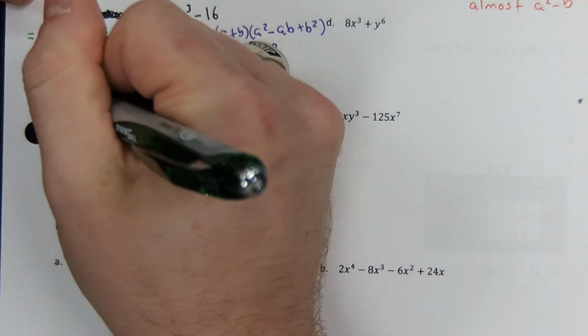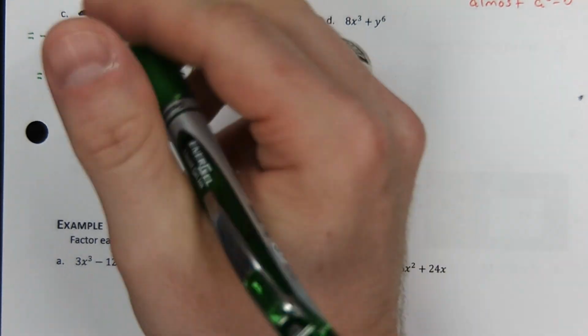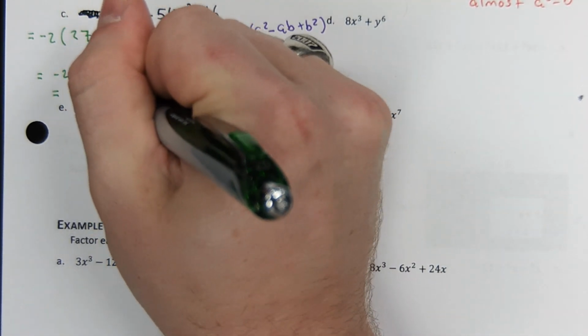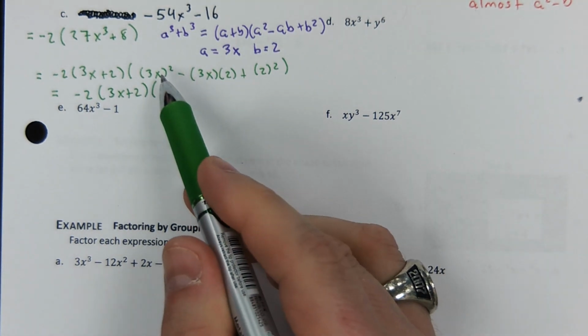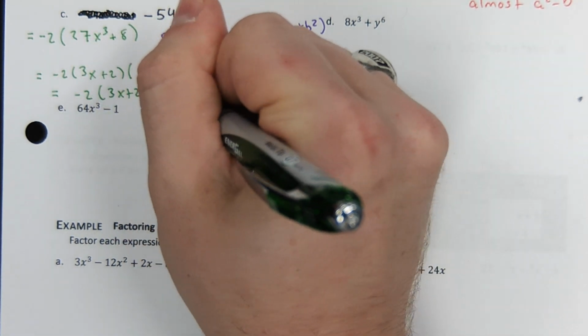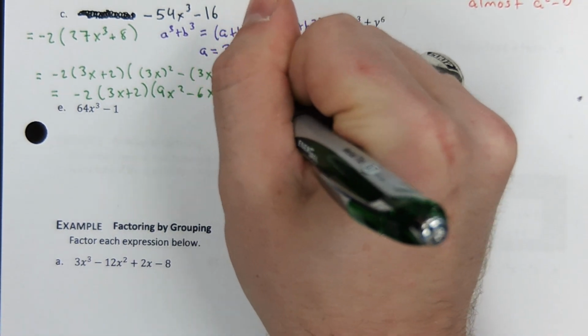So at the very end, again, I do apologize for the lack of vertical space here. Negative 2, 3x plus 2, 3x times 3x. You get 9x squared minus 6x plus 4.